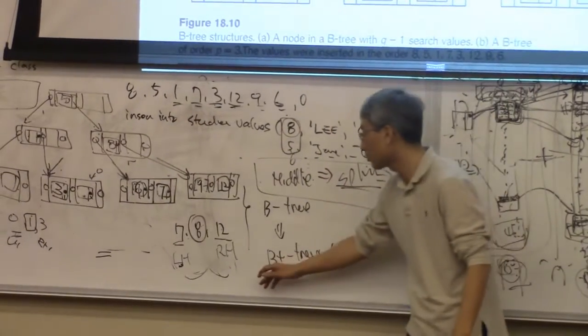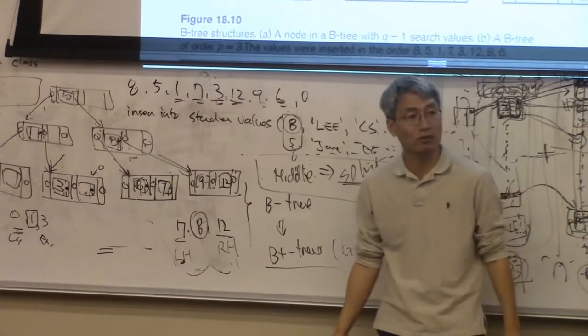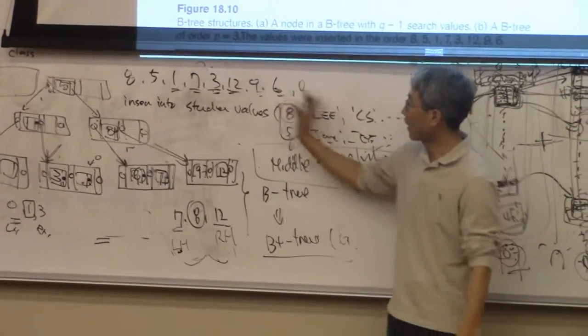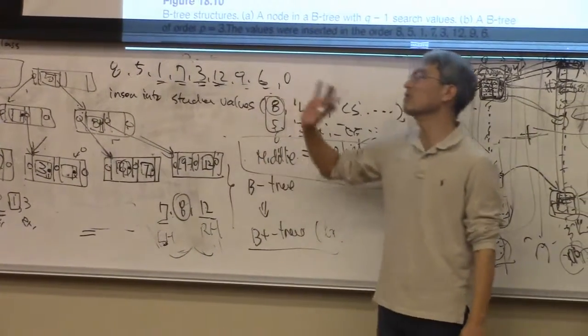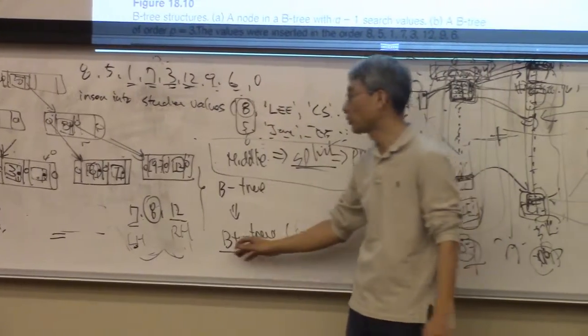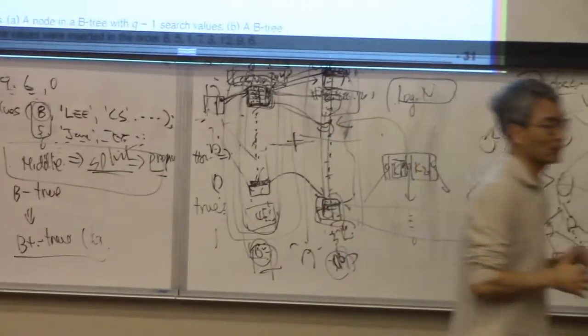So next class we will see the B+3 index. The algorithm itself is simple. Okay, so we will see the B+3 next class.